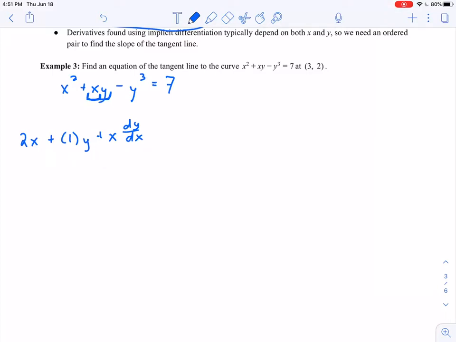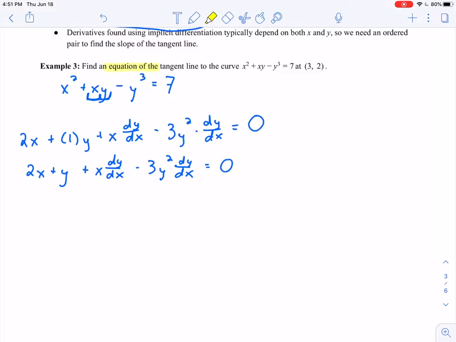So, okay, I still need to take the derivative of negative y cubed. Let's do that. That would be minus derivative of y cubed. That would be 3y squared times dy over dx using our chain rule. Derivative of 7 on the right-hand side is just going to be 0. So let's see, I have 2x plus y plus x dy over dx minus 3y squared dy over dx is equal to 0.